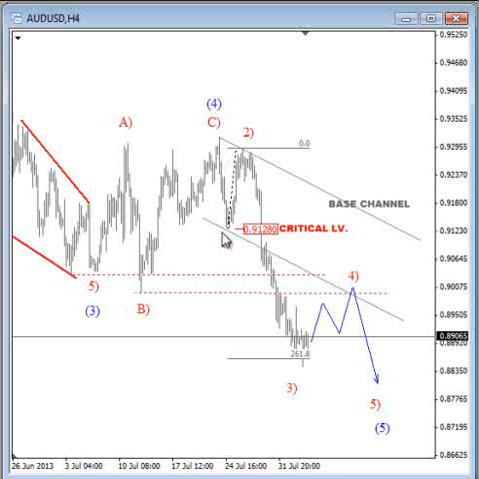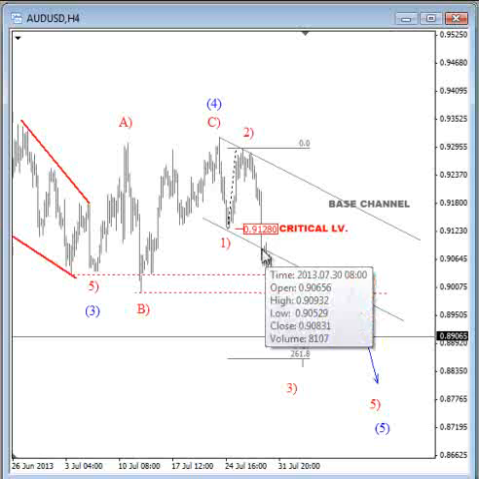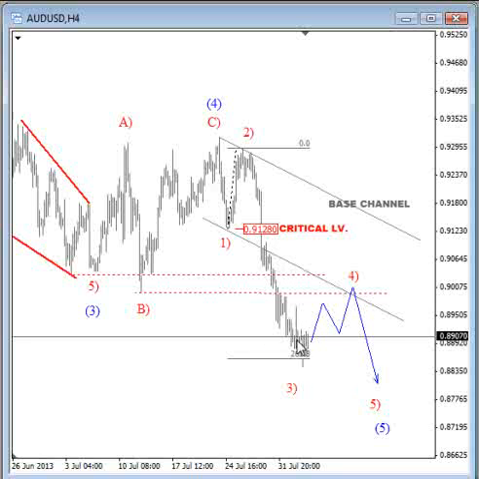Well, this was wave 1, wave 2, nice extended wave 3. Notice that the move accelerated to the downside after a break through this lower trend line of this base channel. This is a very important breakout that usually confirms the wave count of an impulsive price action.